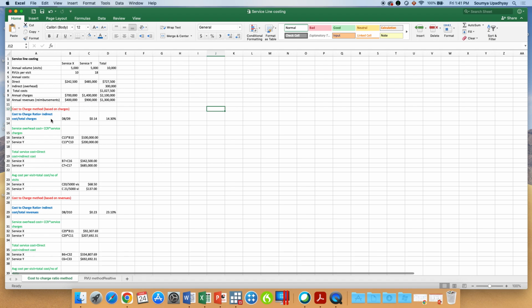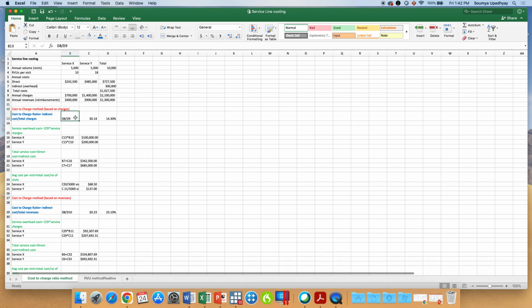So in the cost to charge method, there are two ways. First is based on charges, and the second one is based on revenues. In the one that uses charges, we divide the indirect cost by total charges. For the revenues, we divide the indirect costs by total revenues.